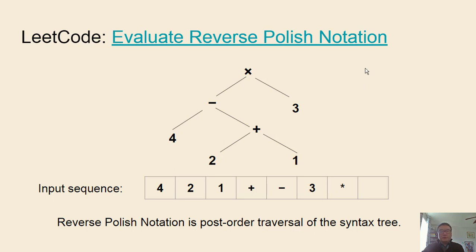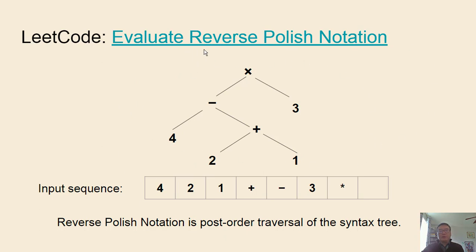Reverse Polish notation refers to when you traverse the syntax tree of an expression using post-order traversal. So you output all the children before you print what's in the current node. For example, this input sequence corresponds with this syntax tree, which represents the expression.